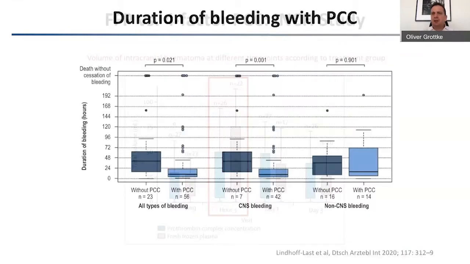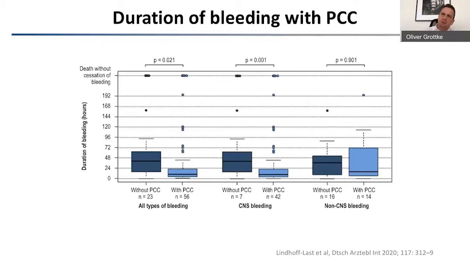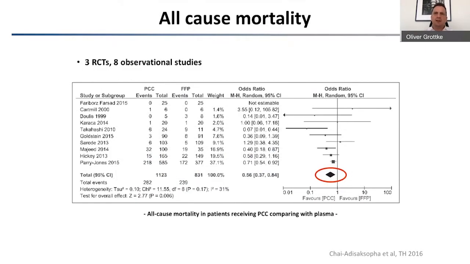And together with Edelgard Lindhoff-Last, we also did an observational study over the last year, both for DOAC and VKA bleeding. And this is the time data for the duration of bleeding with PCC under VKA. And you can see here, without PCC and with PCC, there was a significant shortening of the duration of bleeding in those patients with ICH bleeding that received the 4-factor PCC. So clearly, there are pretty good, robust data now where we use the 4-factor PCC for bleeding that is associated with VKA. All-cause mortality here in this meta-analysis of 3 randomized controlled trials also showed a favor of using 4-factor PCC over fresh frozen plasma.